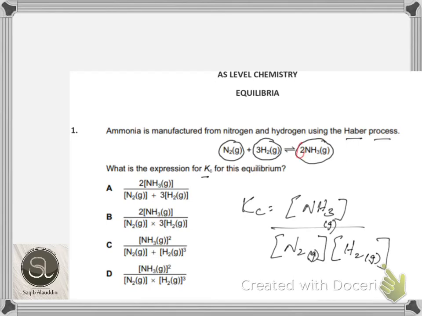Now 2 is the coefficient for ammonia, so you have to write 2. 3 is the coefficient for hydrogen in the equation, so 3, and of course 1, so you write 1 or you don't write, that doesn't matter. So look at all the options and see which one is correct. Of course, you can see in this option number A is incorrect, option number B of course isn't. Look at option number C and option number D.